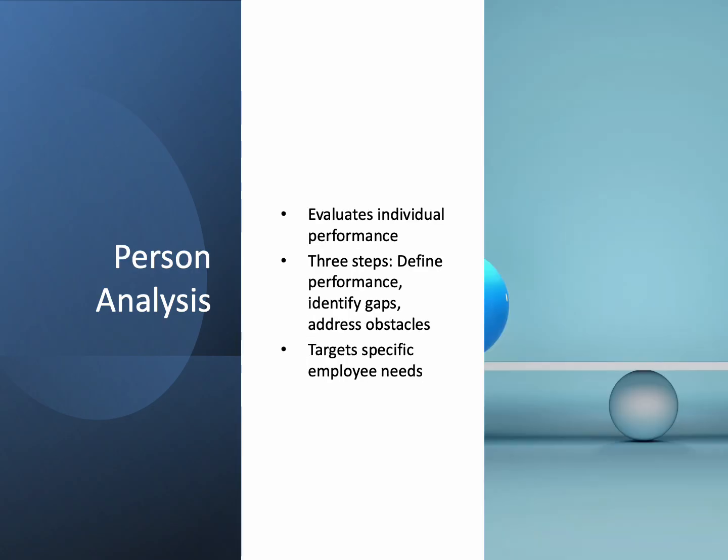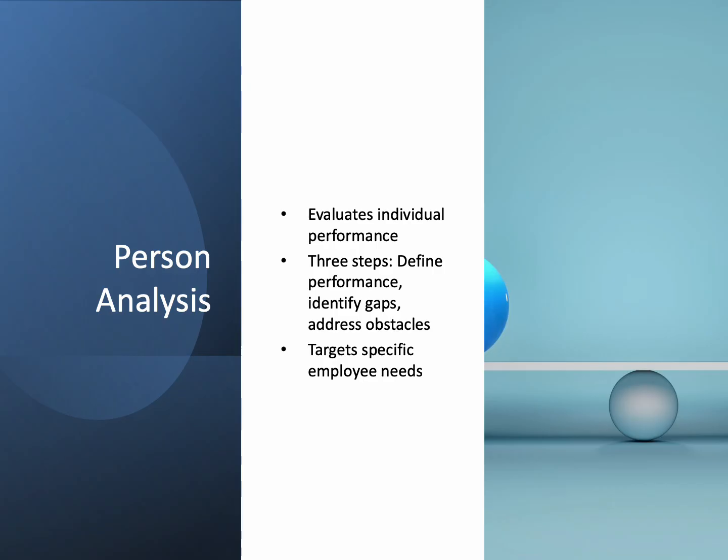Person analysis assesses individual employee performance to identify training needs. It involves 3 steps: defining desired performance, identifying gaps between desired and actual performance, and addressing obstacles like lack of skills or motivation. For example, a salesperson underperforming in customer engagement might need communication training. This analysis ensures training is tailored to individual needs, maximizing effectiveness.